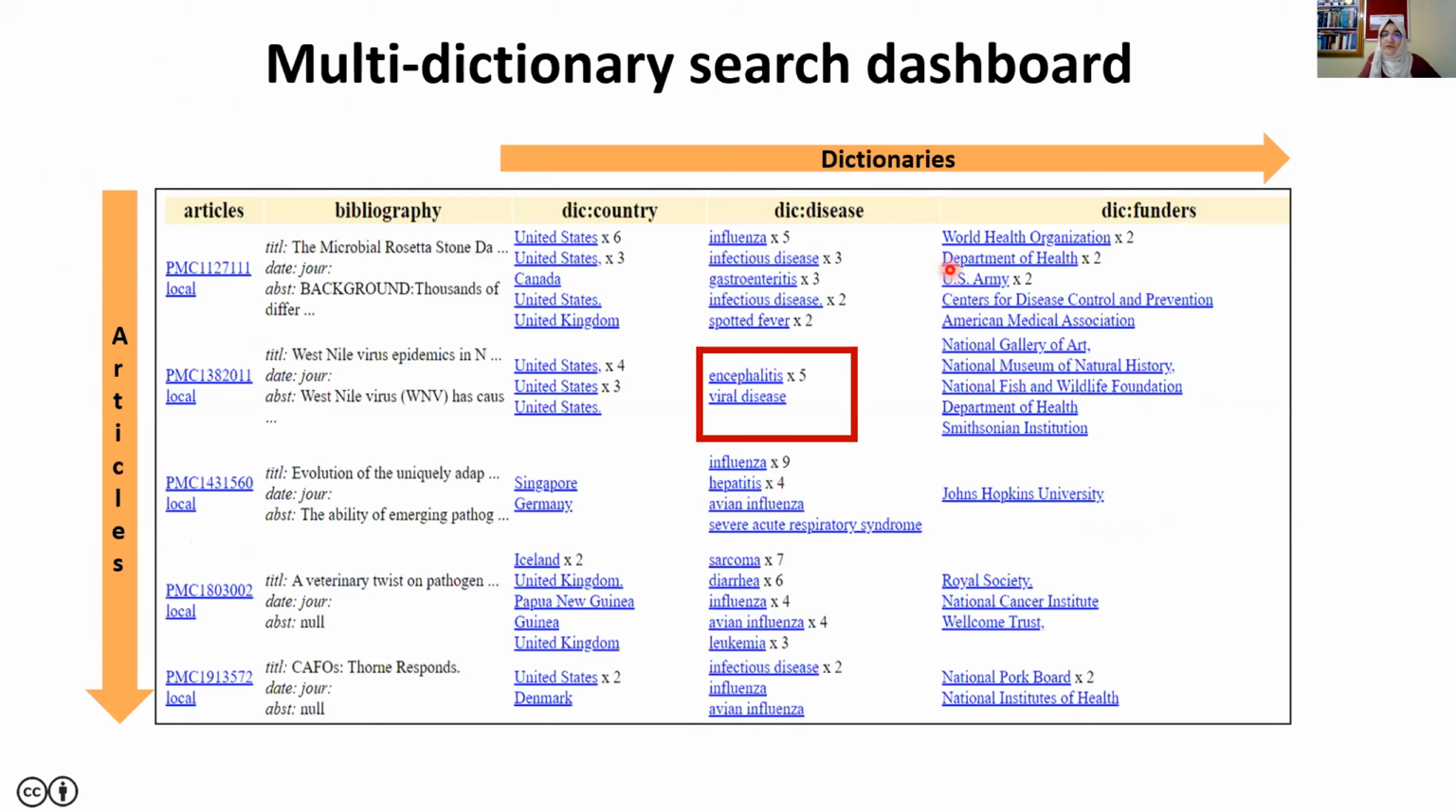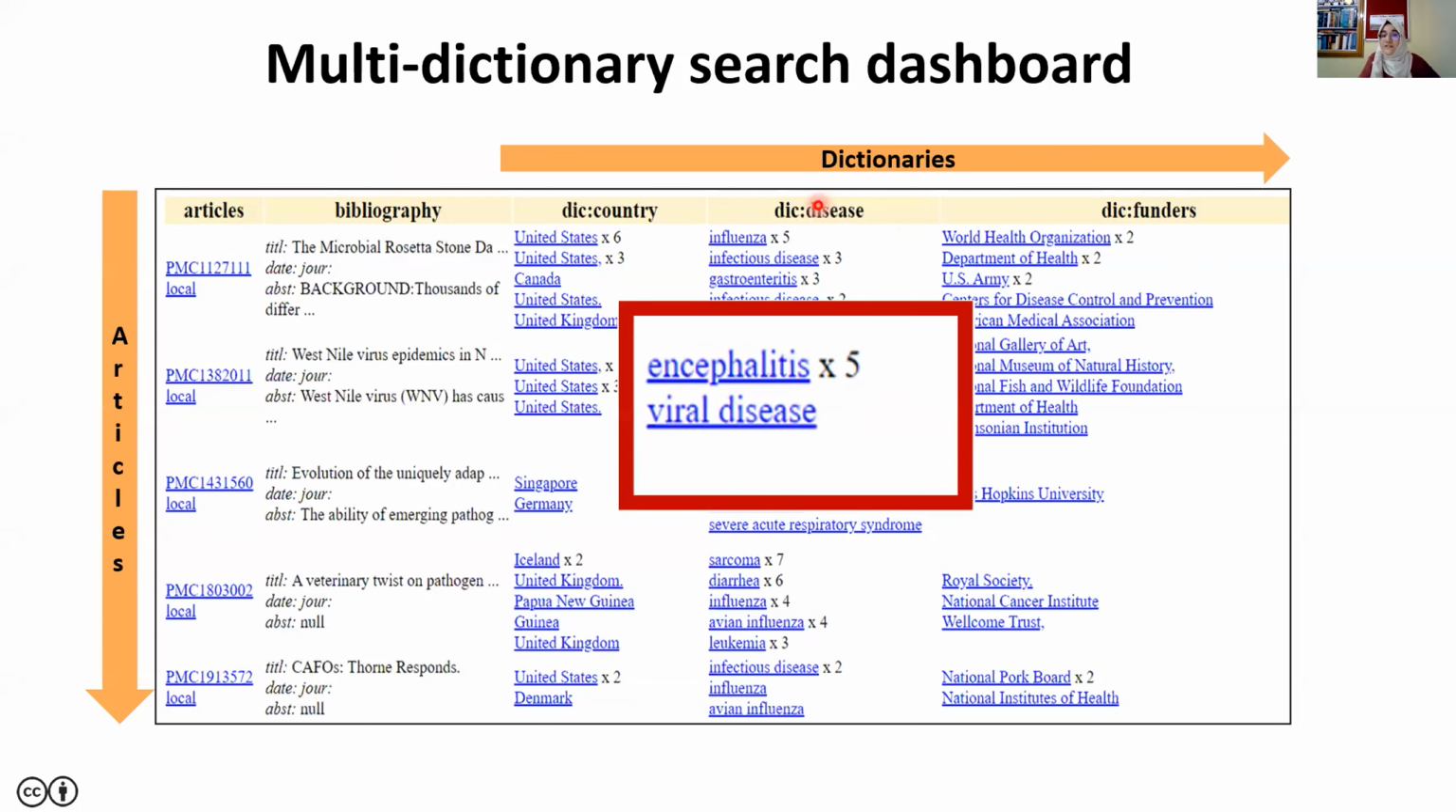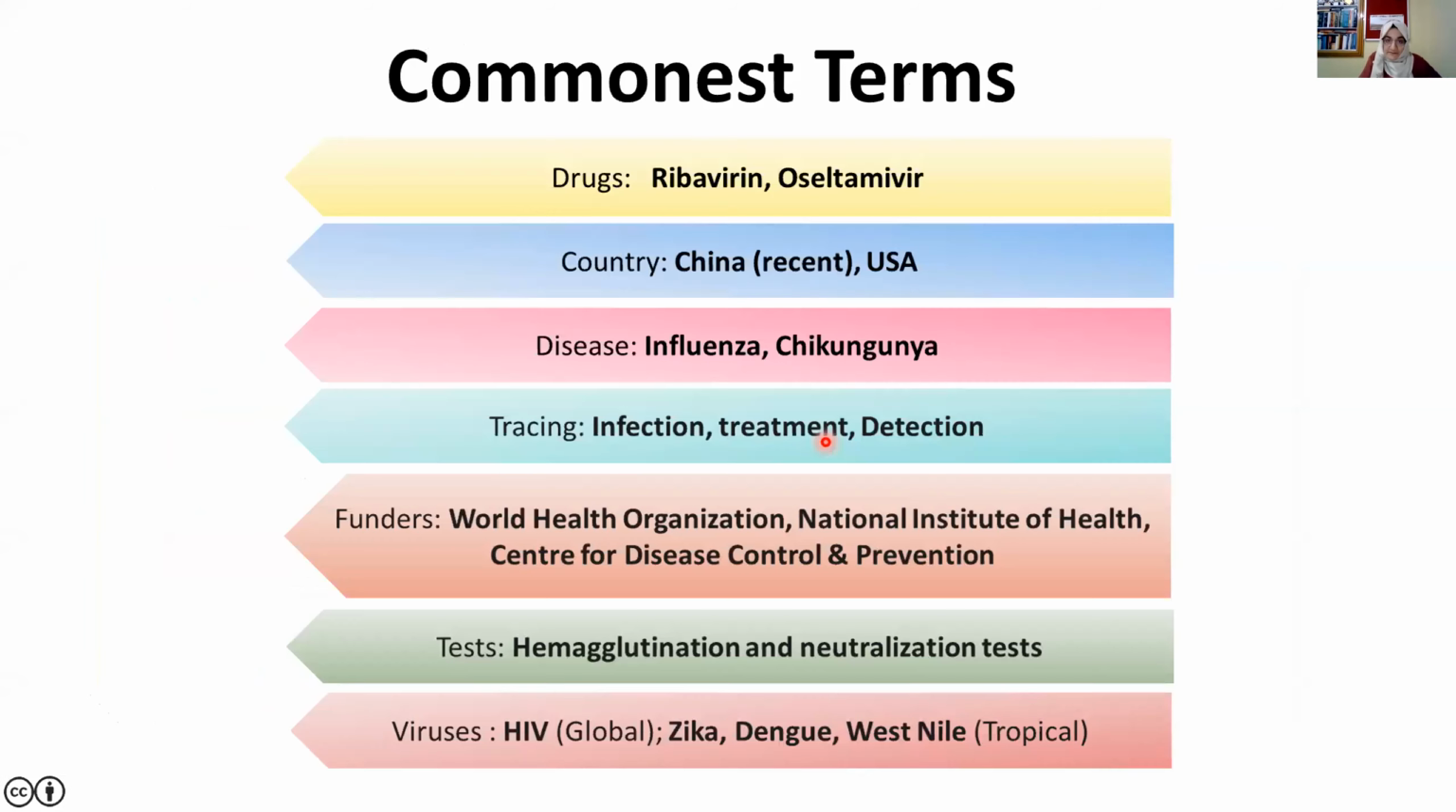So this is a typical result. It is a multi-dictionary search dashboard, wherein, as you can see, we have used 3 dictionaries: the country, the diseases, and the funders dictionary, and we have run it on multiple articles. A closer look will show you that each dictionary is capable of searching through the text and give us multiple word frequencies. Now, our mini projects reveal some very interesting insights.